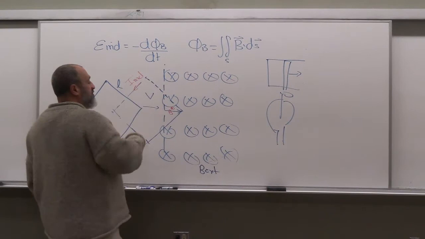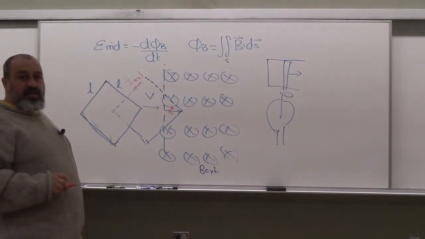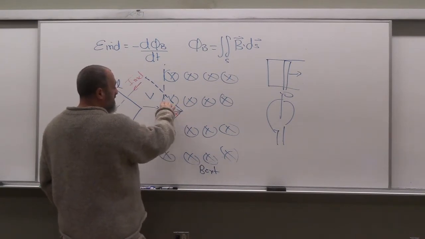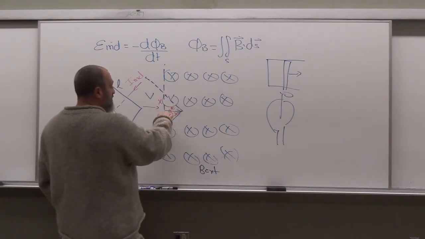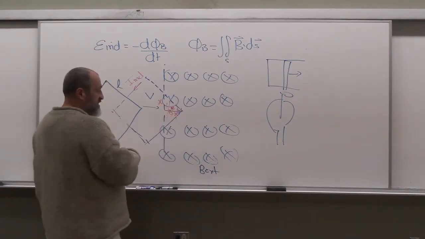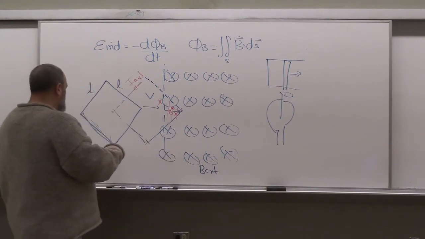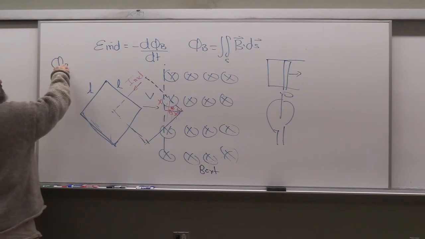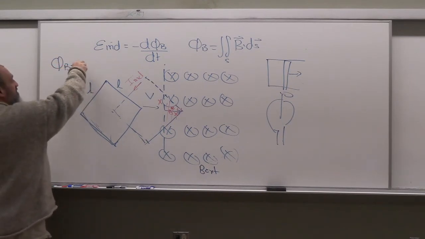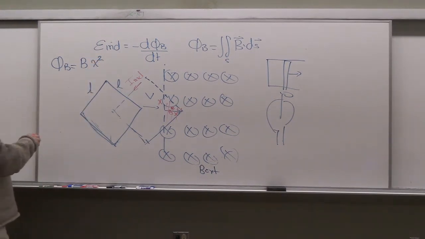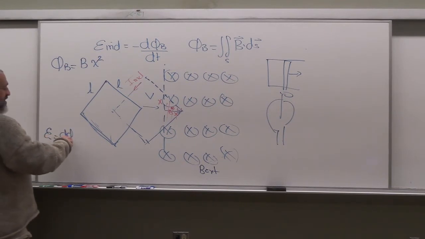But now what is the value of epsilon induced? Let's say this goes in distance x here, and because this is square, this is x as well. The area of the part that is in the field is given by 1/2 x times x, times 2, which is just x squared. So phi magnetic is, well, the field is uniform, no need to integrate, B times A, which is Bx squared. And epsilon induced, magnitude-wise, is d phi by dt.